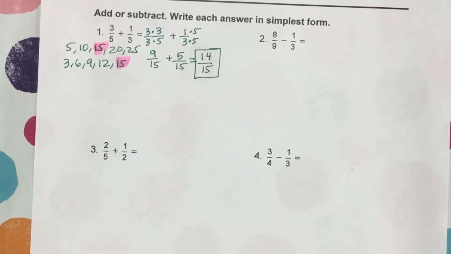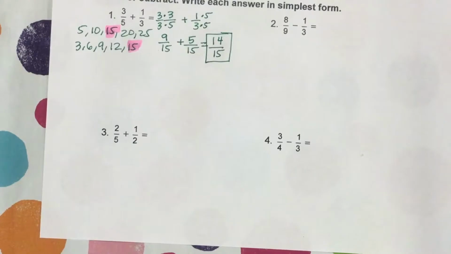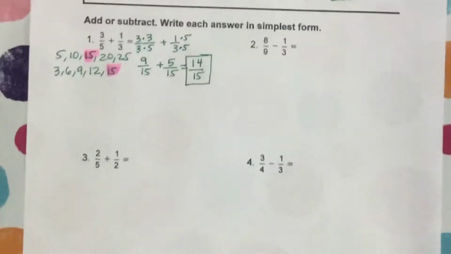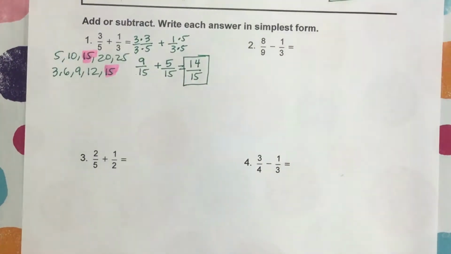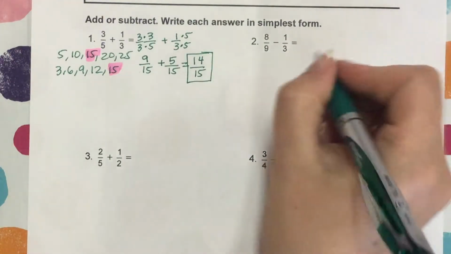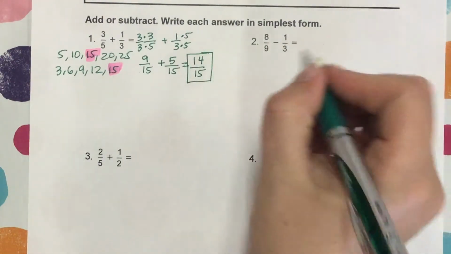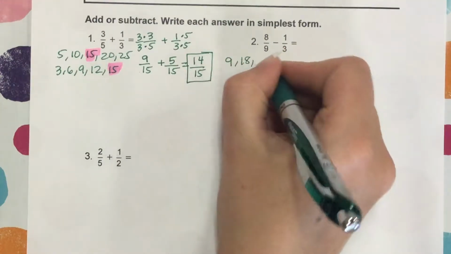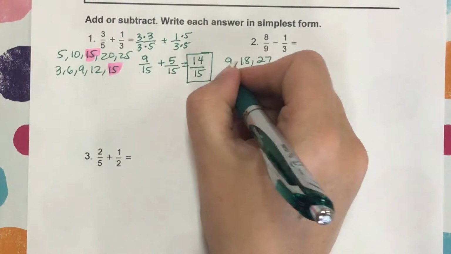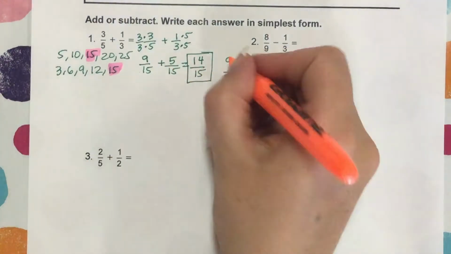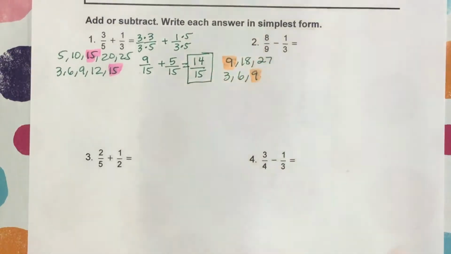We have 8/9 minus 1/3. So 8/9 minus 1/3. Oh, I'm sorry about that. So the first thing we need to do is figure out what the LCM is. So let's count by 9s, 9, 18, 27, and then let's count by 3s. 3, 6, 9, and I think I see it right there. Our LCM is going to be 9, and that's really nice.